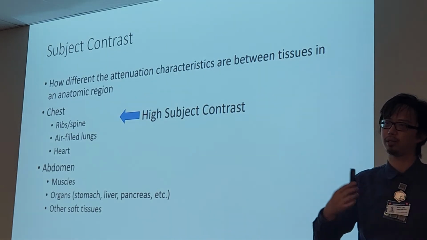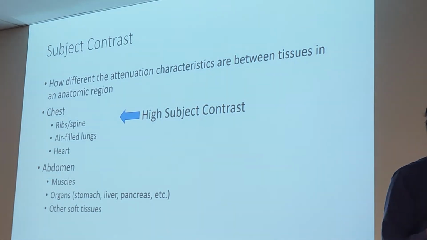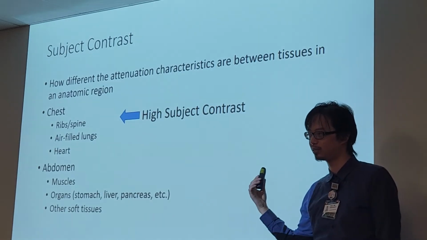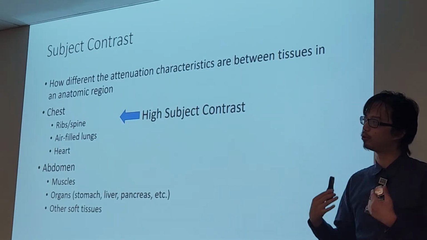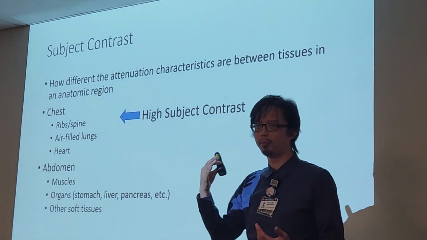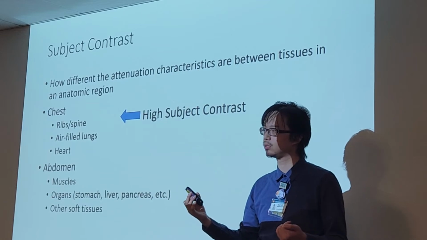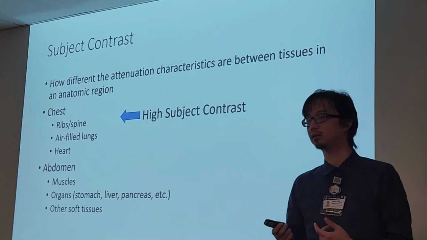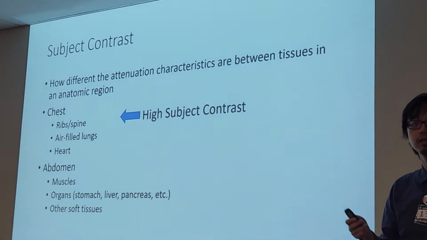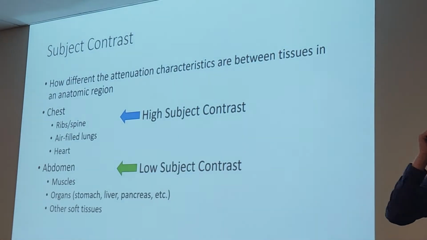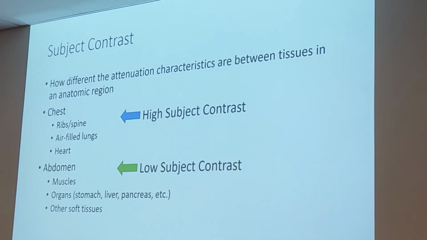Stomach, how does that show up? Depends. Sometimes it shows up black, sometimes gray. Sometimes if you've made them drink contrast, it shows up white. But generally speaking, for the abdomen, do those structures have about the same color? A lot of them do. They have about the same amount of differential absorption. Because they are all very similar, these have low subject contrast.